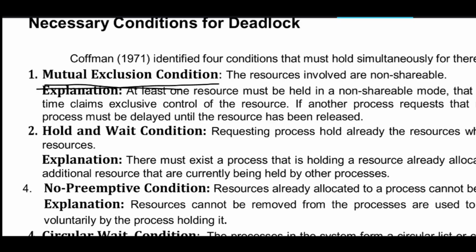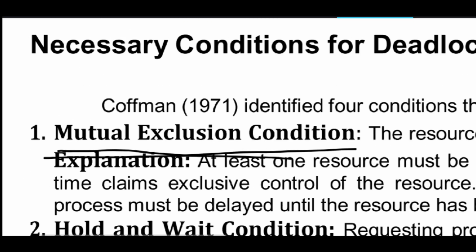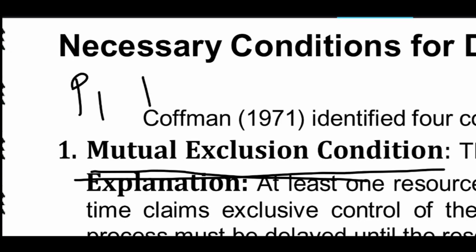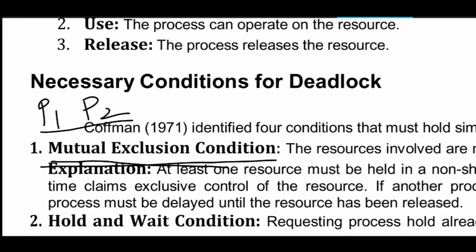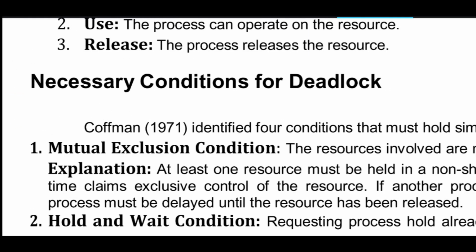If there is a set of processes, let's say P1 and P2, then each process must have at least one resource in a non-shareable manner. Non-shareable is the main important thing. What do you mean by non-shareable? I am giving an example of a printer.